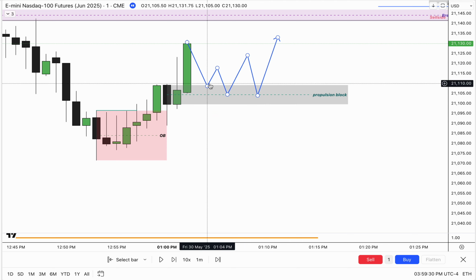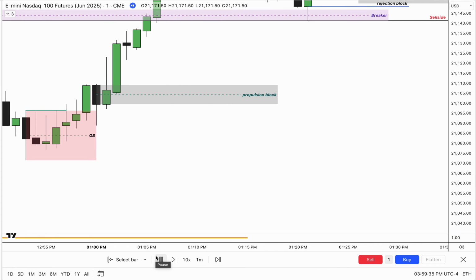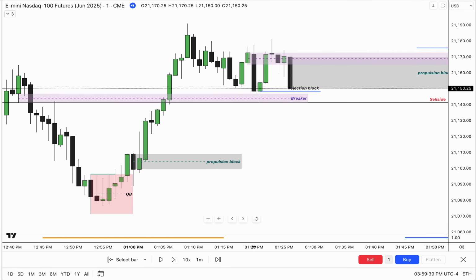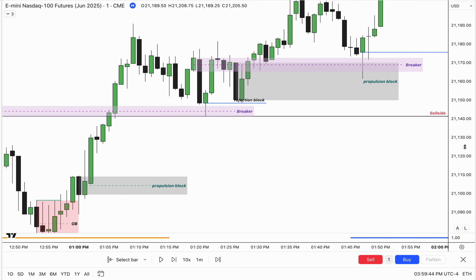So, let's play this on. We know what a propulsion block is now. Let's look at a few more examples here. This is just from Friday's run higher. All right. Let's look at this example here.